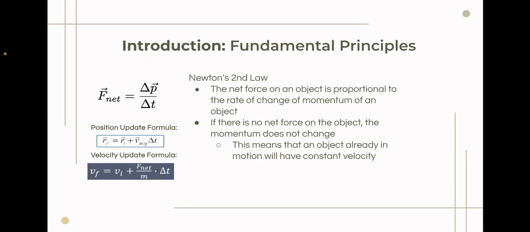The main fundamental principle that we'll be looking at in today's lab is Newton's second law. This is also known as the momentum principle, and the equation for this can be seen to the left. What this means is that the net force of an object is proportional to the rate of change in momentum of that same object. To the left, we can also see two other formulas that are derived from this main formula, the position update formula and the velocity update formula. It's important to note that as seen by this velocity update formula, if there is no net force on the object, the momentum does not change. What this means is that if the object is already in motion, the object will be at constant velocity.